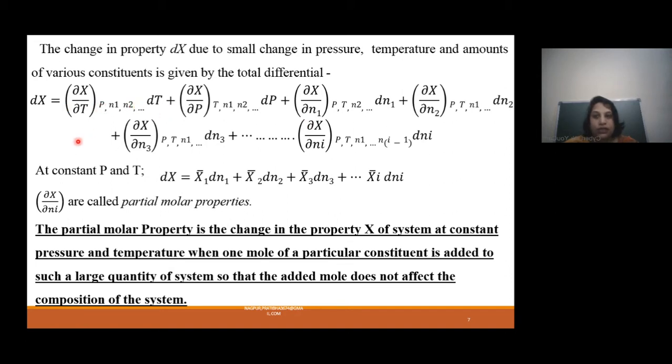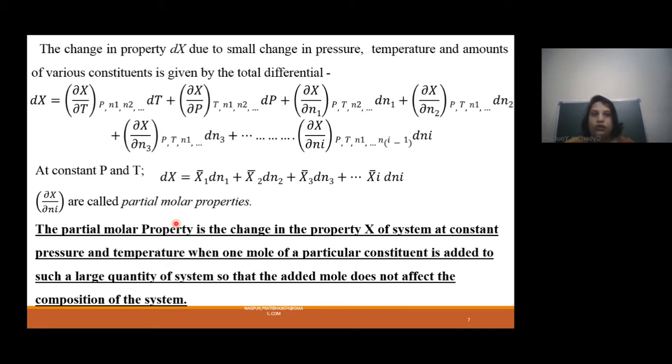But when we consider it at constant pressure and temperature, these two terms vanish, and we will get this expression. What is this x1 bar, x2 bar, x3 bar? That is del x by del n1, del x by del n2, del x by del n3. It means the change in the property with change in that particular constituent component. So this is known as partial molar property.